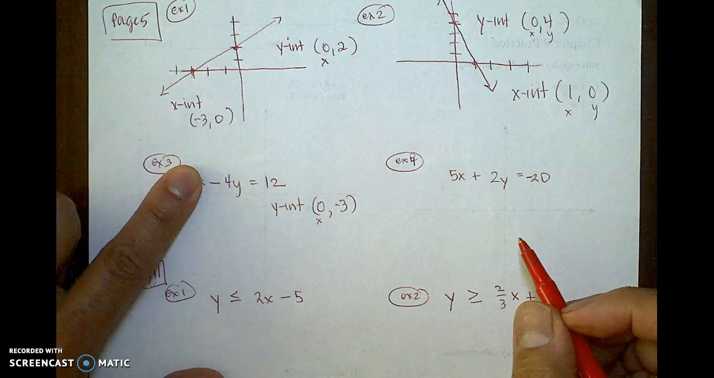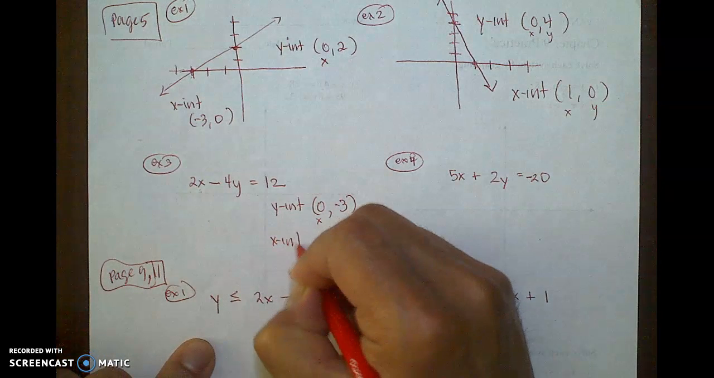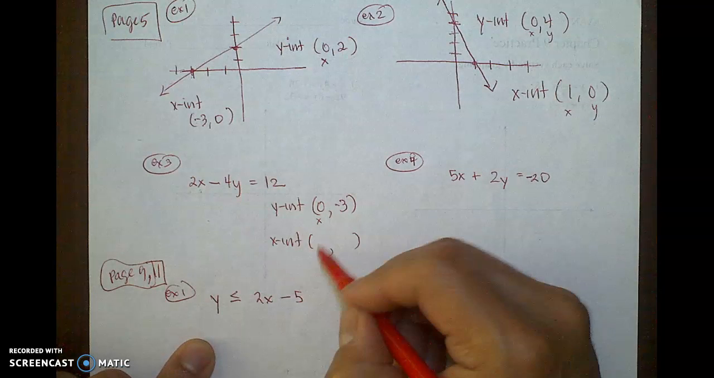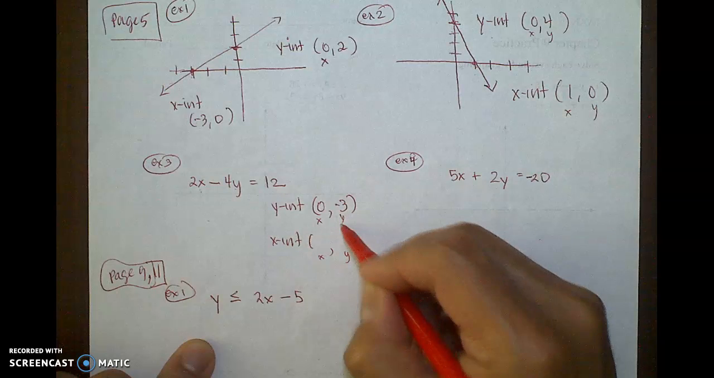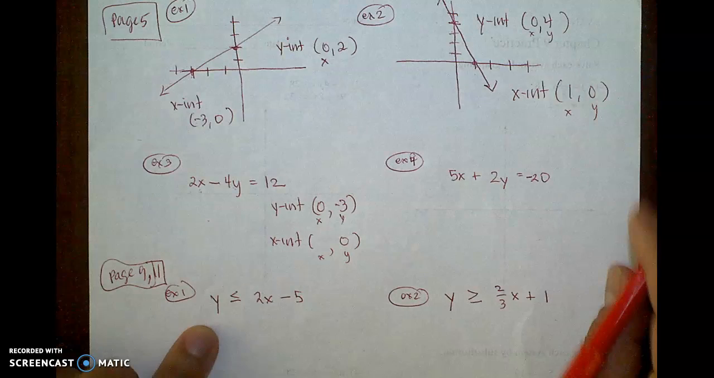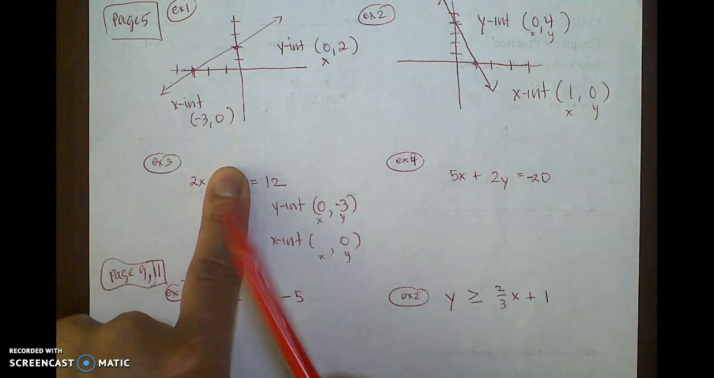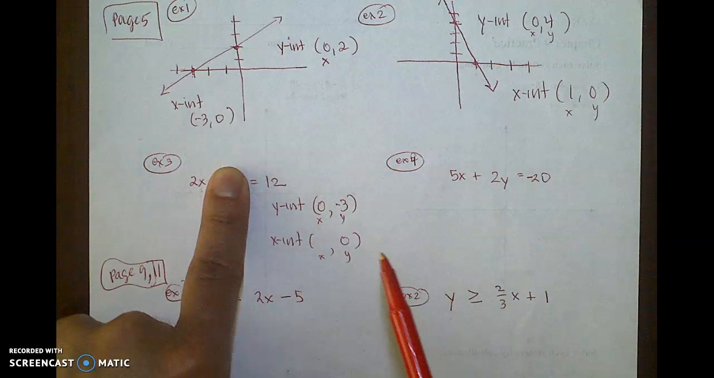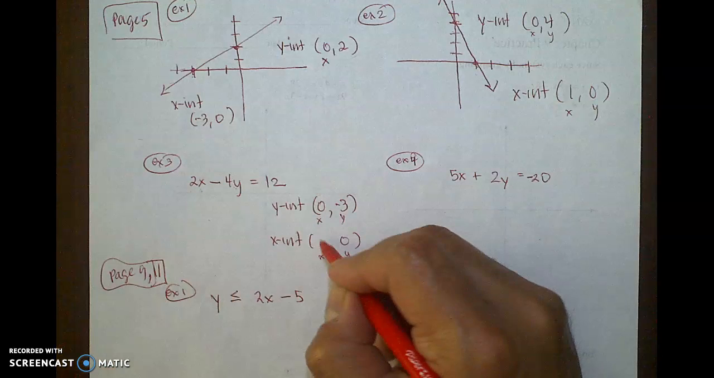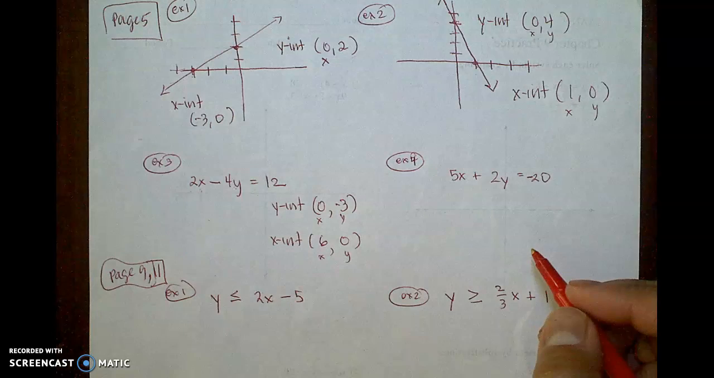So there's our y-intercept. To find the x-intercept, we plug 0 in for y. Here's our x, there's our y. When we plug 0 in for y, this part goes away. Now you're left with 2x equals 12. Solving for x, x is equal to 6. So the x-intercept is at (6, 0).